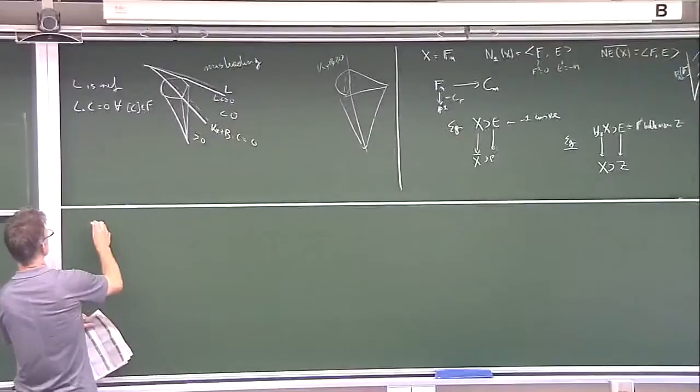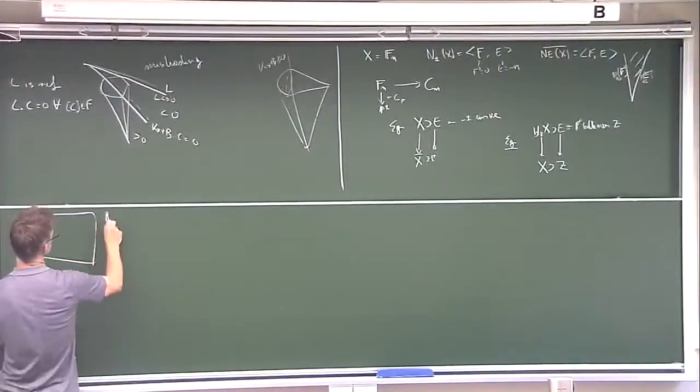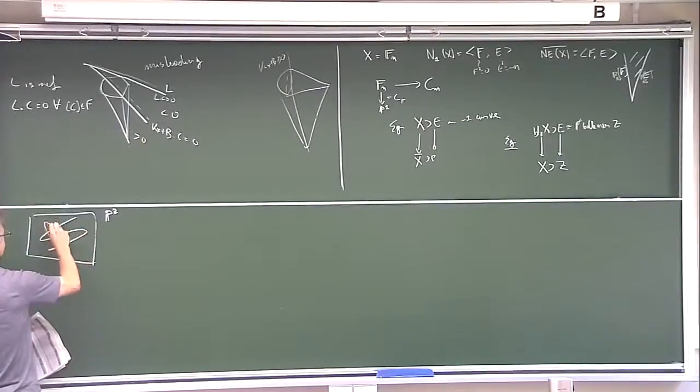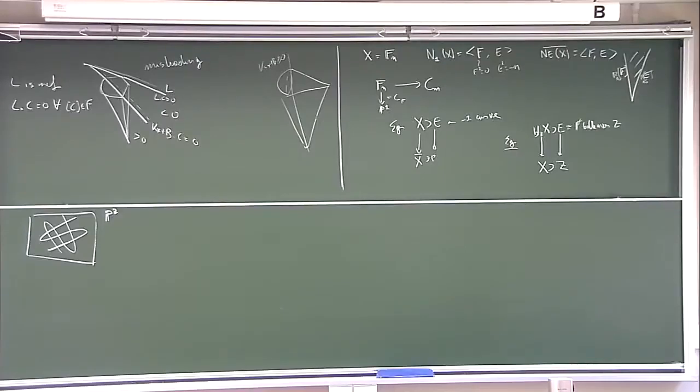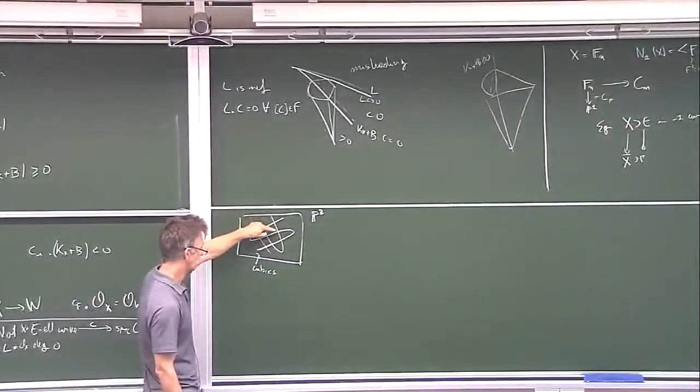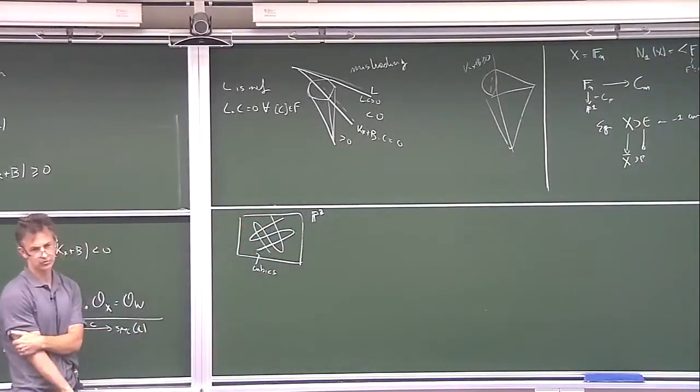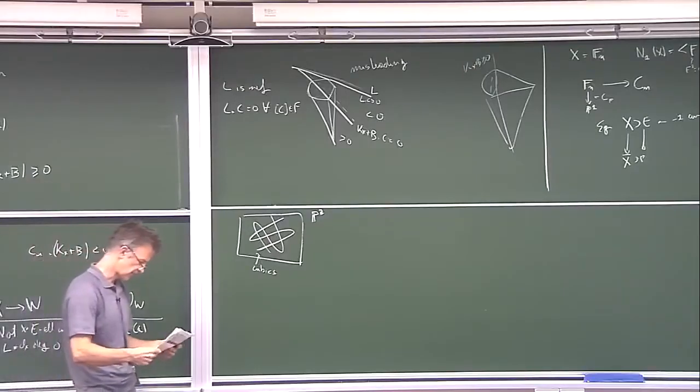So what do you do? Here's my picture of P2. You pick two general cubics. So you need them to be general. I think the reason why you want them to be general is you don't want, for example, think of these 9 points on one of the cubics, you don't want all of those points to be torsion. And you'll see in a second why.